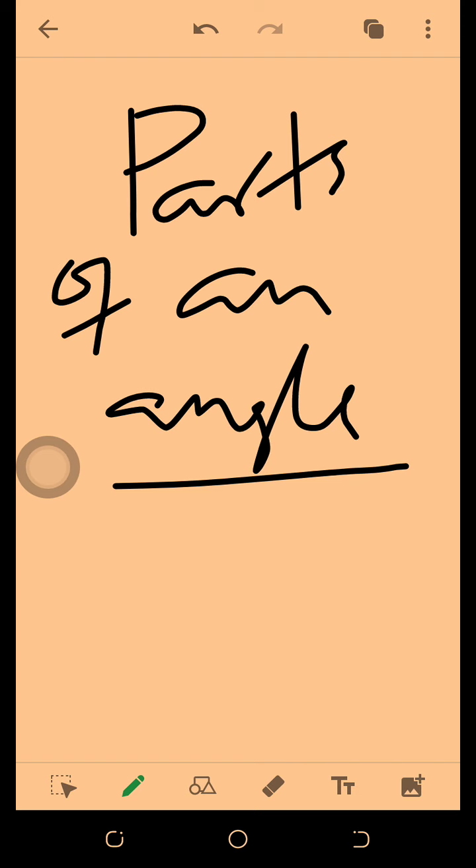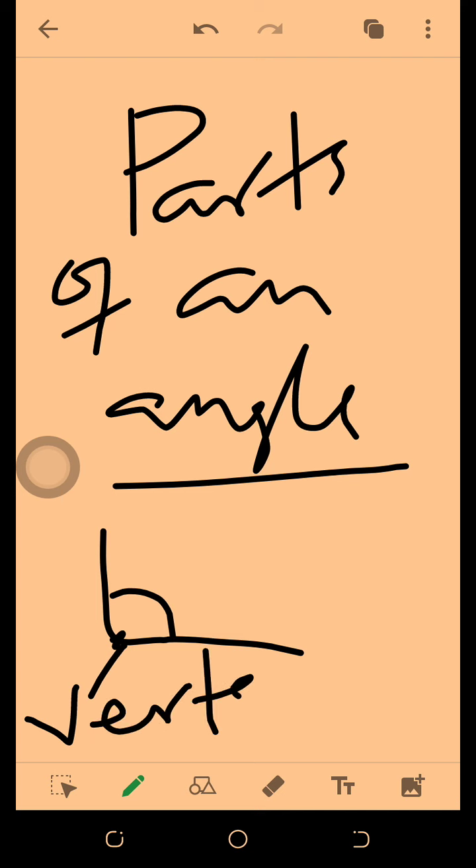So let's say I have a ray. This is a ray. This is another ray. This very point is what we call the vertex. So this is an angle. They meet on a plane. Vertex. And this is a ray. Ray.